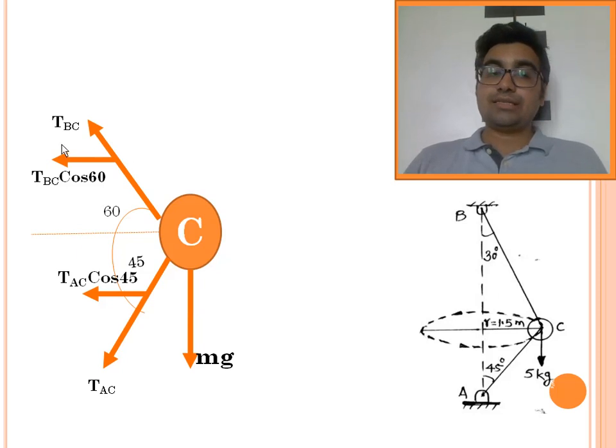So this is nothing but a real force which is causing the change in direction of the particle which is moving along the circular path. That means TBC cos 60 and TAC cos 45 is second law, where the acceleration is in the direction of the force. So we are applying a force in the radially inward direction, so there is acceleration in the radially inward direction. So these two real forces are causing the radially inward force, so there is a radially inward acceleration. Is that okay?